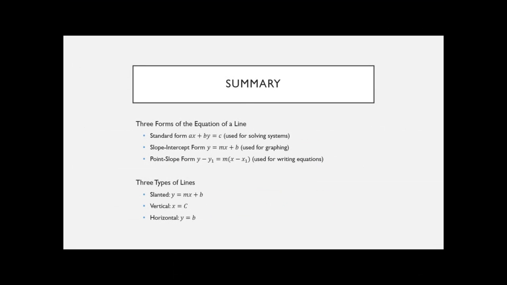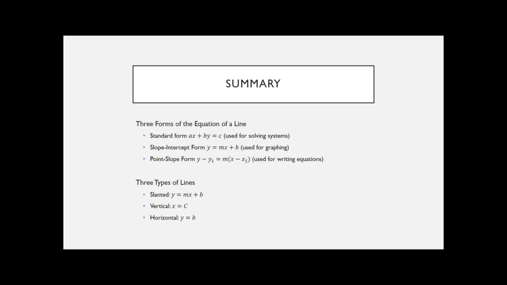So just to summarize what we've done, there are 3 forms of an equation of a line. We've got standard form, ax plus by equals c. This is best used for solving systems of equations, which we will do in week 8. We have slope-intercept form, y equals mx plus b, and that's generally what we use for graphing or for making predictions. And then we have point-slope form, y minus y1 equals m times x minus x1, and that's what we use when we write equations, because that's the easiest to plug into.